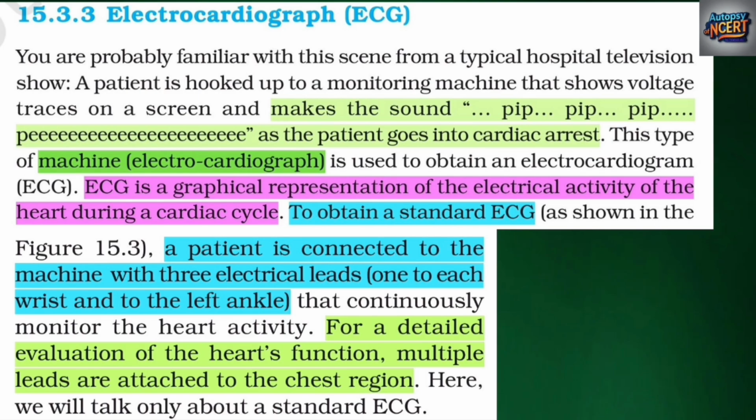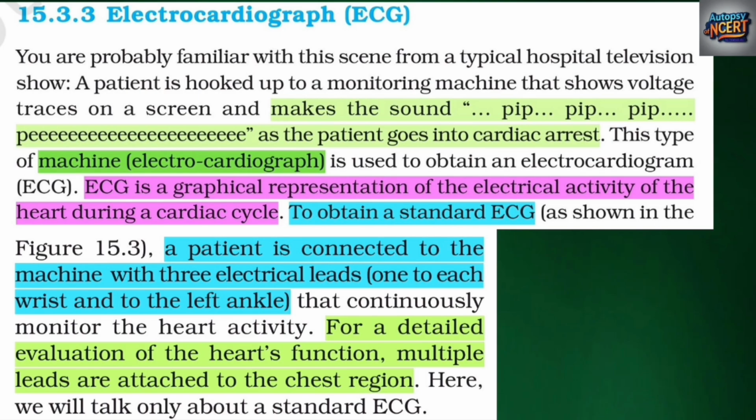15.3.3 Electrocardiograph, ECG. You are probably familiar with this scene from a typical hospital television show. A patient is hooked up to a monitoring machine that shows voltage traces on a screen and makes the sound, pip, pip, pip, as the patient goes into cardiac arrest. This type of machine, electrocardiograph, is used to obtain an electrocardiogram, ECG. ECG is a graphical representation of the electrical activity of the heart during a cardiac cycle.